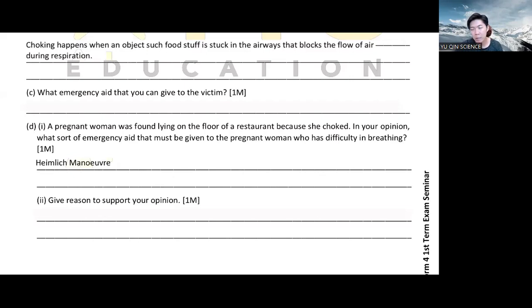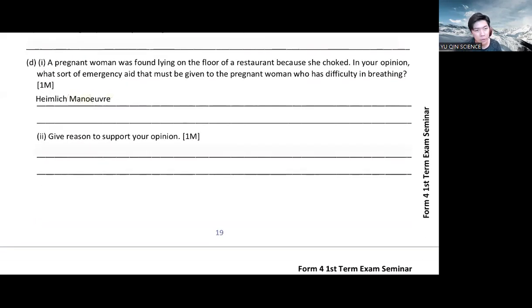But the thing is, the placement of the fist is slightly higher. Because there's a baby, you're pregnant, you cannot put it between the navel and the ribs anymore. You have to place it slightly higher above the stomach, above where the baby is, which is very close to the sternum also. So yeah, you need to do the same thing.